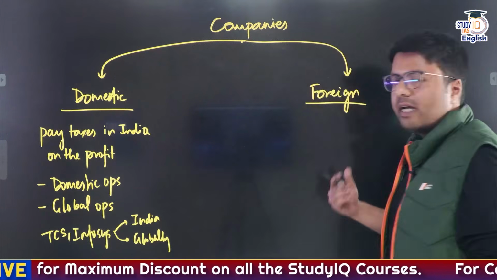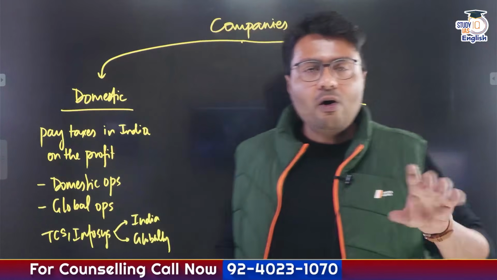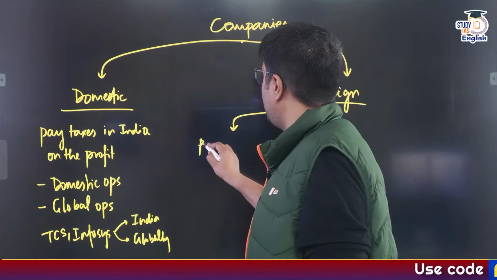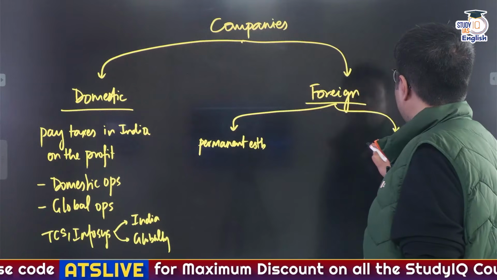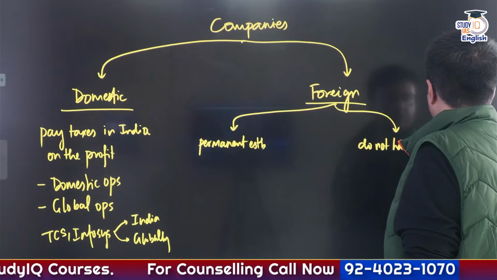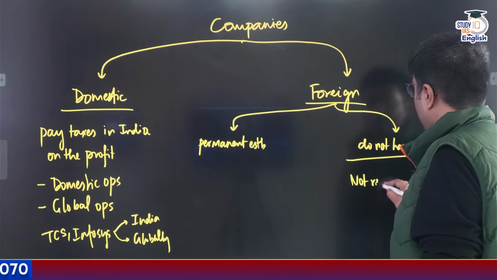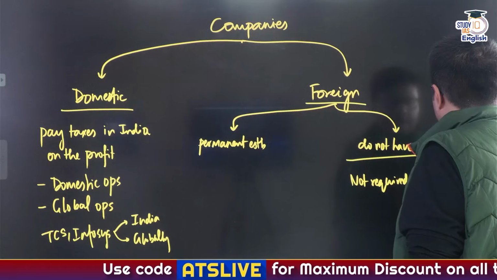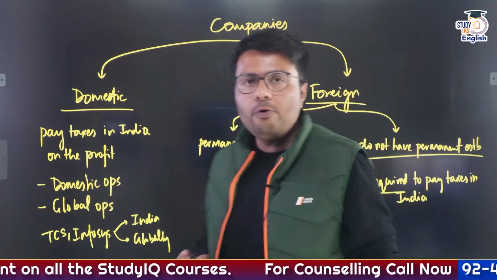Now let us understand what kind of taxes are paid by foreign companies. Here also a distinction comes between whether those companies are resident of India or non-resident of India. Foreign companies can be divided into two categories. First are the companies who have a permanent establishment in India, and the second kind are the ones who do not have a permanent establishment. Companies who do not have a permanent establishment are not required to pay taxes in India. Understood? So these non-resident companies are not required to pay even 1 rupee of tax in India.